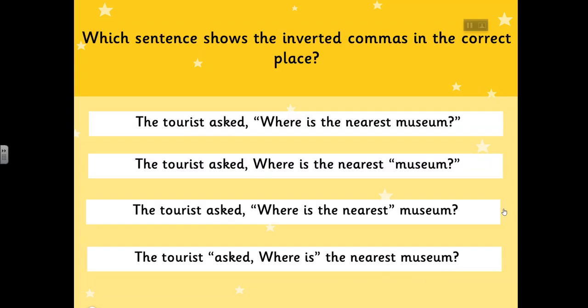I'll read the sentence to you, then you can pause the video and work out which is the correct punctuation. The tourist asked, "Where is the nearest museum?" So the words that the tourist said are, "Where is the nearest museum?" So all of those words should be included within the direct speech. If I look at this one here, where is the nearest museum? And my sentence punctuation is there and my inverted commas are there.